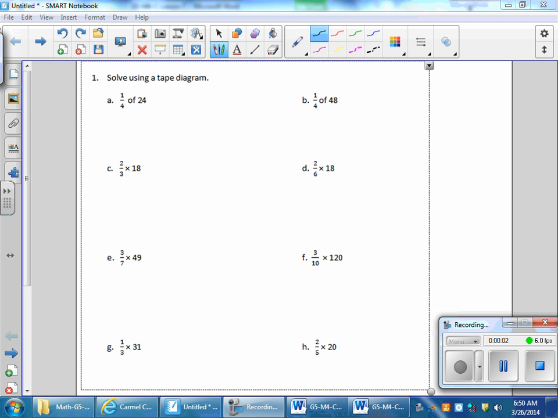Lesson 7, homework from Module 4. Solve using a tape diagram. Number 1A.